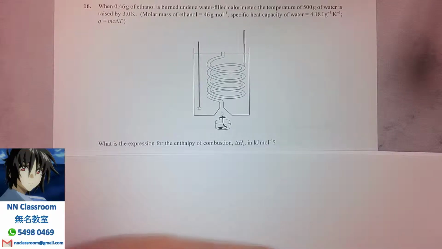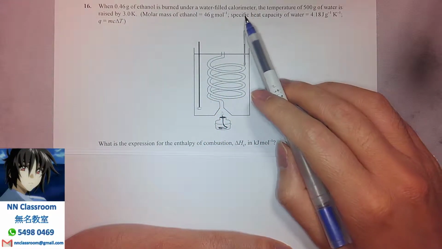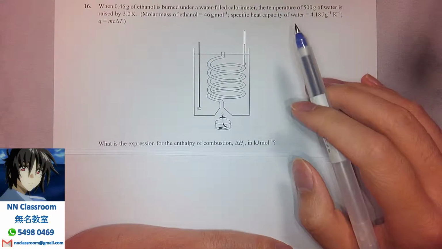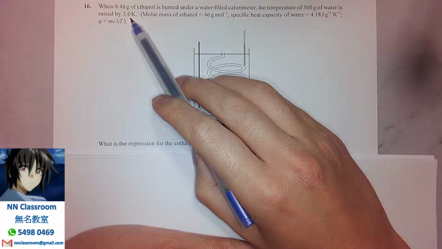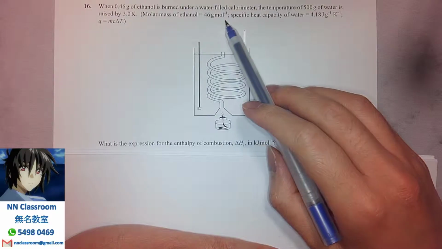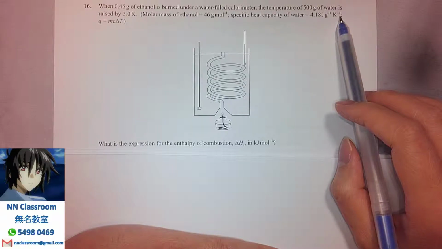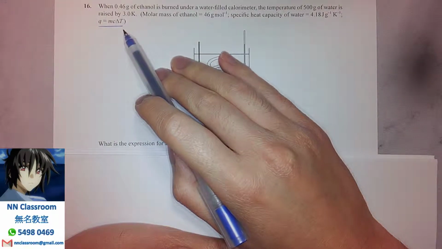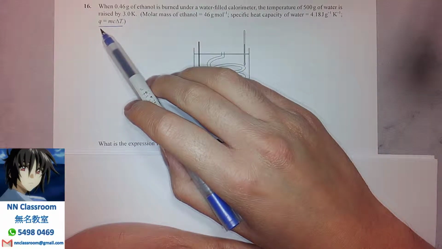From here, they're saying, when 0.46 grams of ethanol is burned under a water-filled calorimeter, a very important apparatus that helps us to measure the energy change of a certain reaction, called calorimetry, the temperature of 500 grams of water is raised by 3 Kelvin. Given the molar mass of ethanol is 46 grams per mole, the specific heat capacity of water is 4.18 joules per gram per Kelvin, and also given Q equals mc delta T, a really critical equation that helps us to convert some of the parameters to a really critical value, that is the heat energy.